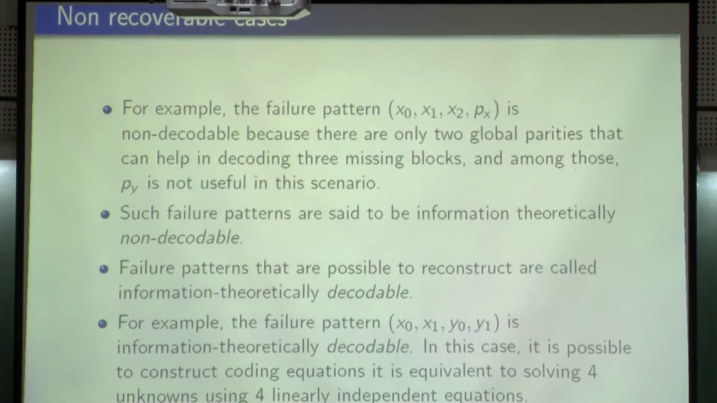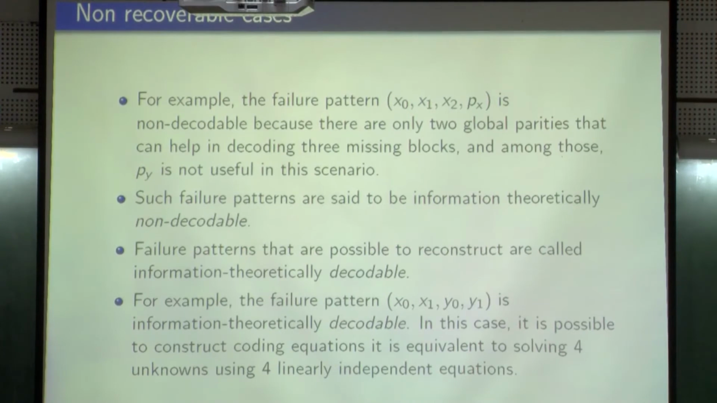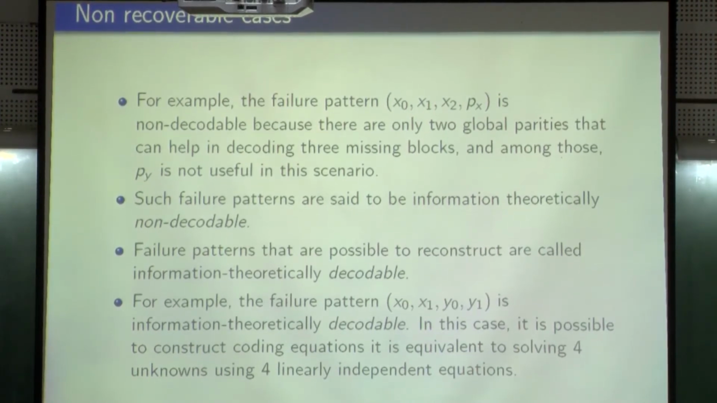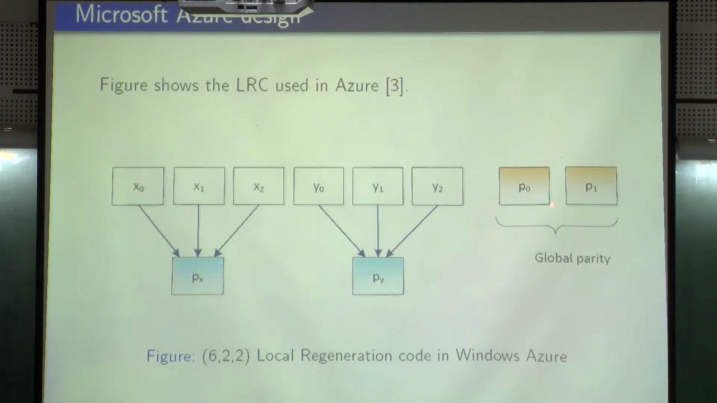So for example, in this particular example, R is 2. If x1 fails, how many nodes need to be accessed? 3. L is 2 here. When a node fails, you access k divided by L other nodes to repair it. So 3 nodes to repair it, and 3 is basically 6 divided by 2, correct? So this is L, this is R. R is not the number of nodes to be accessed.